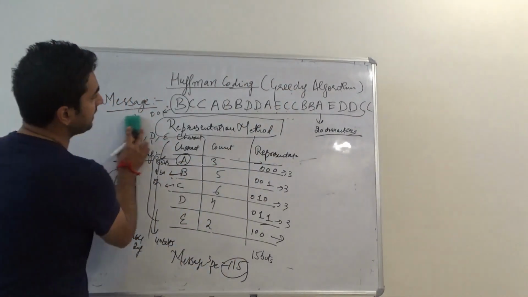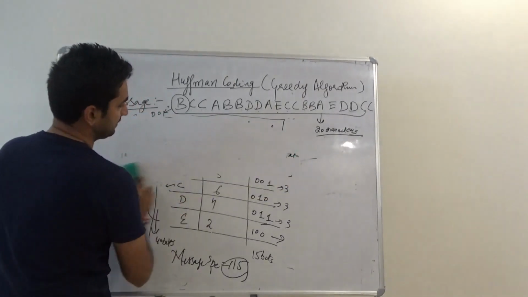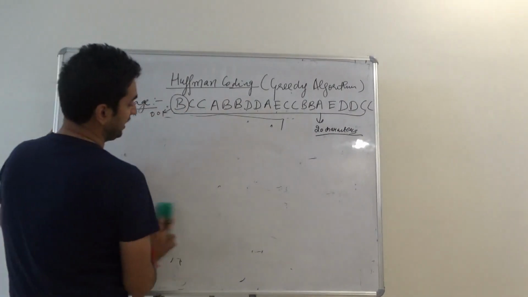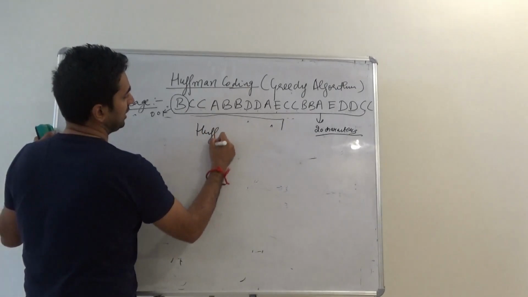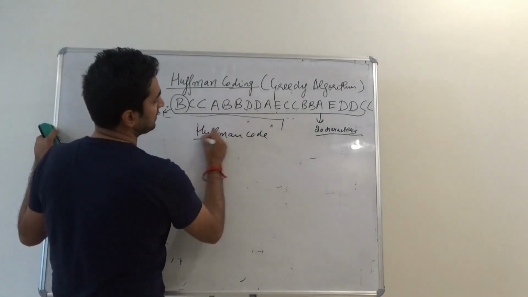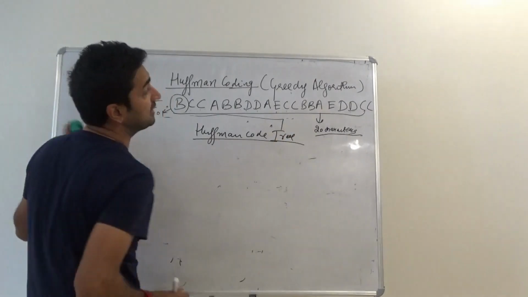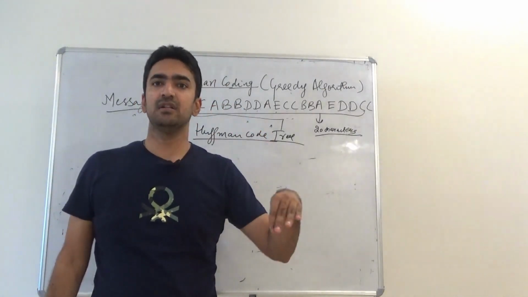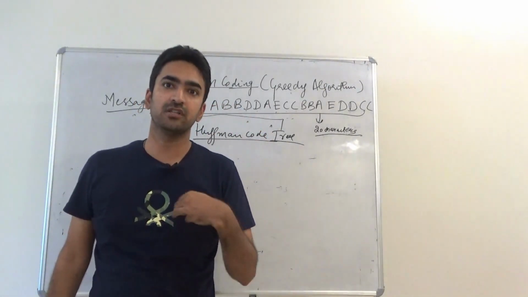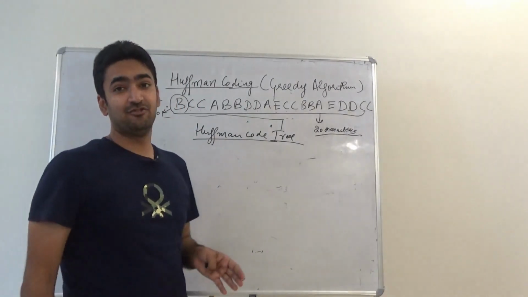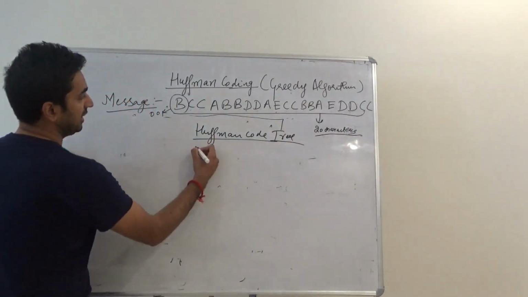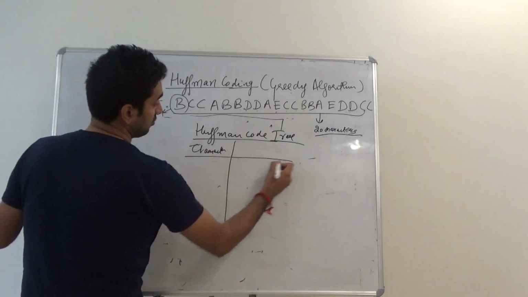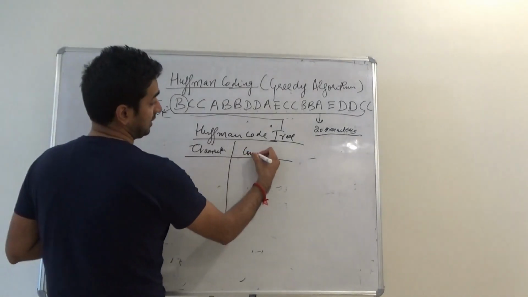Now the second method is known as the Huffman coding tree. This is a greedy algorithm. A greedy algorithm will always target the minimum possible values or the maximum possible values, or the appearance of their occurrences. So we have to firstly get the table done again. So we have the character. Now we have how many times they are appearing.